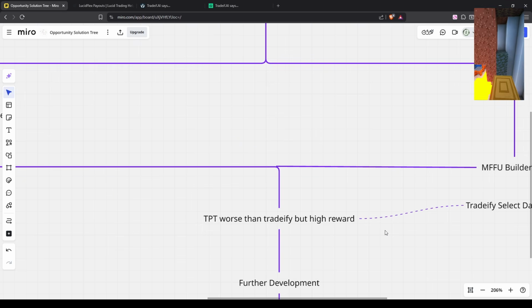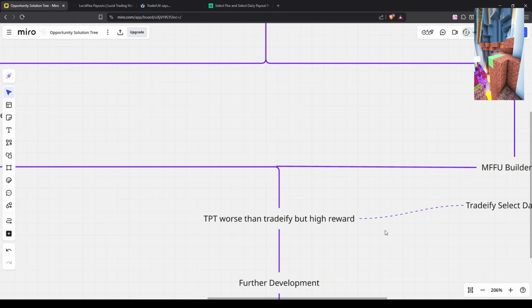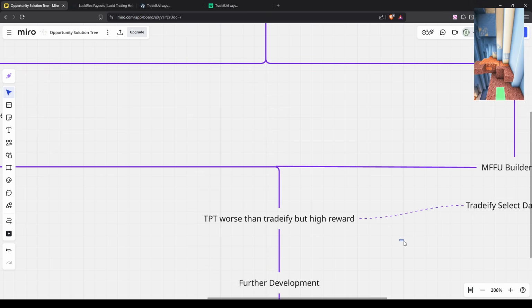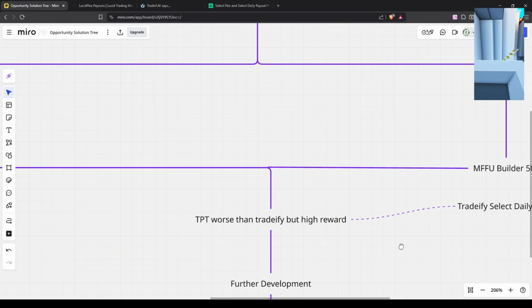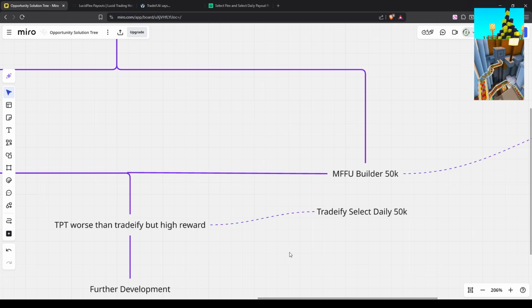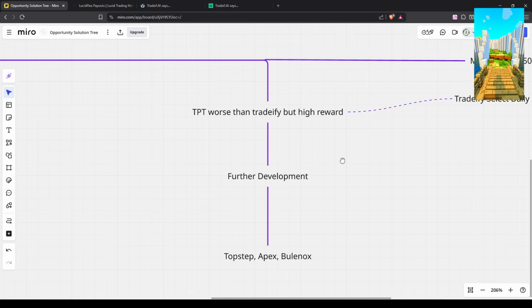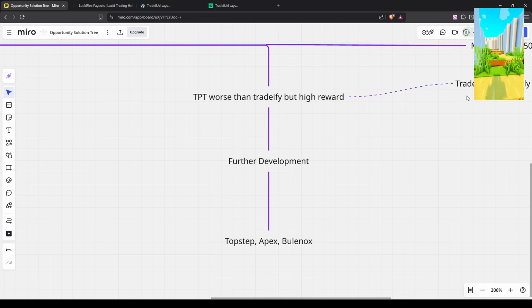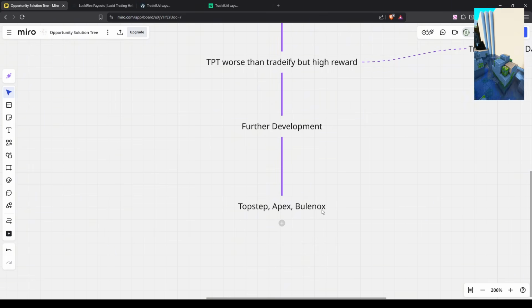end of day drawdown on evals, but intraday drawdown on their funded accounts, which is terrible in my opinion. So I would stay away from TPT altogether, unless you just have nothing else to buy. And you go with Tradeify Select Daily 50k. Then after you max out Tradeify, My Funded Futures and Lucid, you can consider these firms.